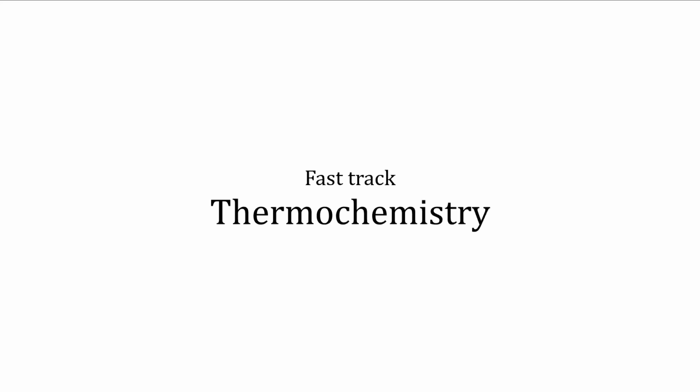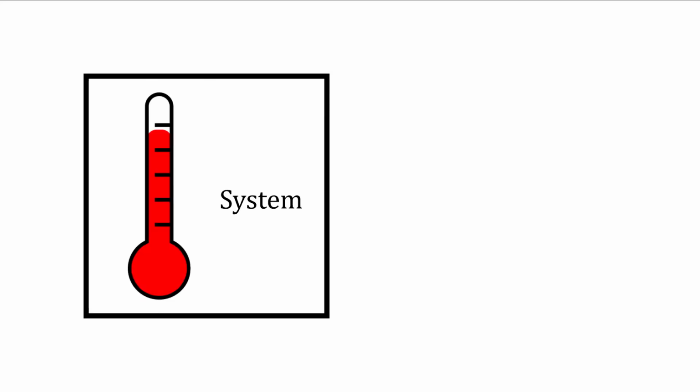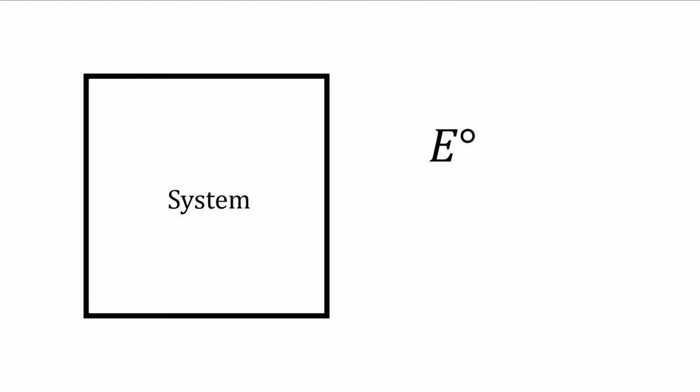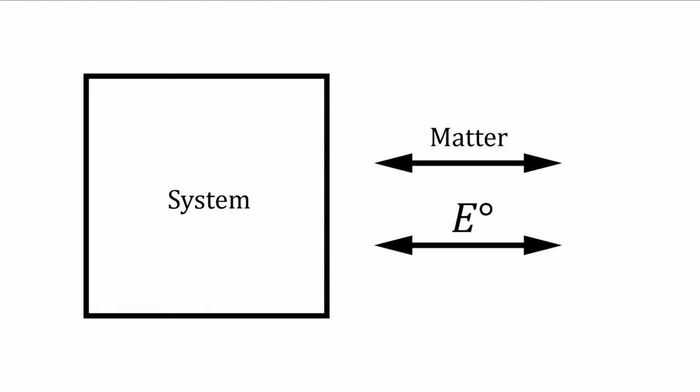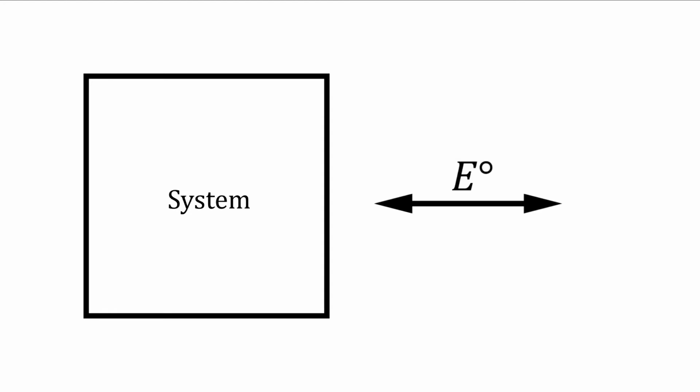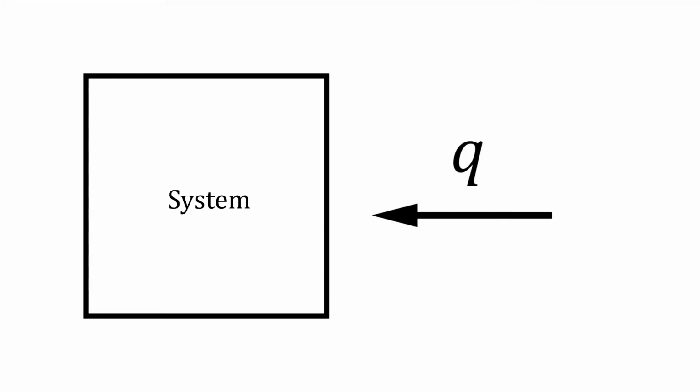Fast track for thermochemistry. First, we have the system, which is what you are measuring, and the surroundings, which is everything else. Energy can flow to and from the system and surroundings. The change in energy is the sum of heat and work. An open system is when matter and energy can move in and out of a system, closed if just energy, and isolated if neither. It can also be described as exothermic, the release of heat, or endothermic, the intake of heat.